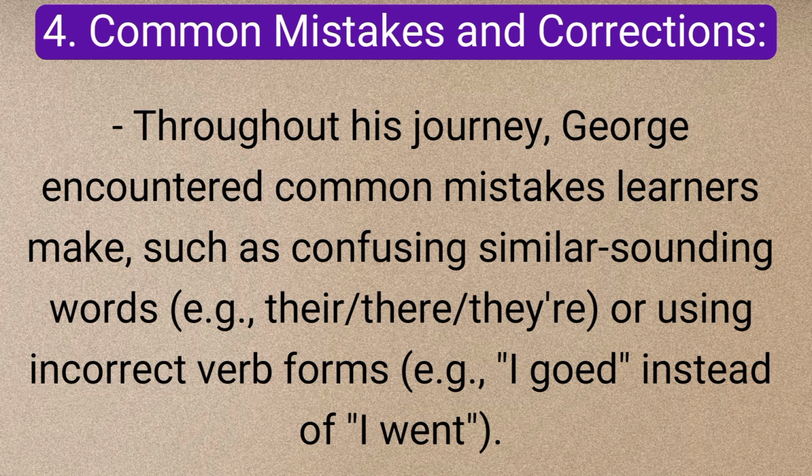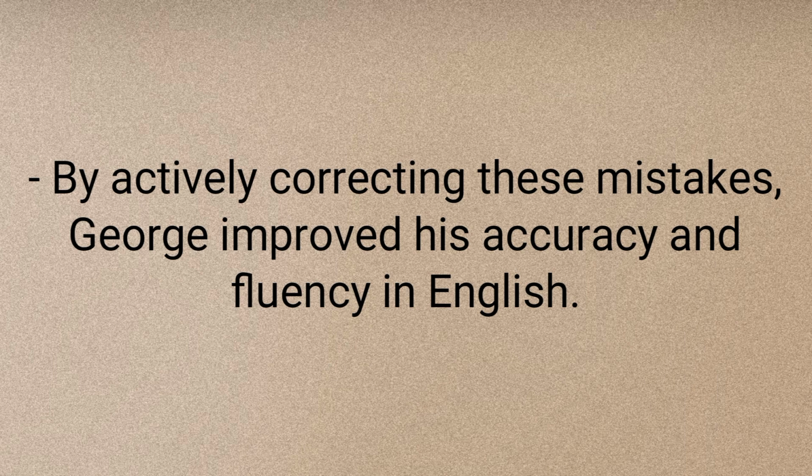Throughout his journey, George encountered common mistakes learners make, such as confusing similar-sounding words, e.g., there/their/they're, or using incorrect verb forms, e.g., I goed, instead of I went. By actively correcting these mistakes, George improved his accuracy and fluency in English.